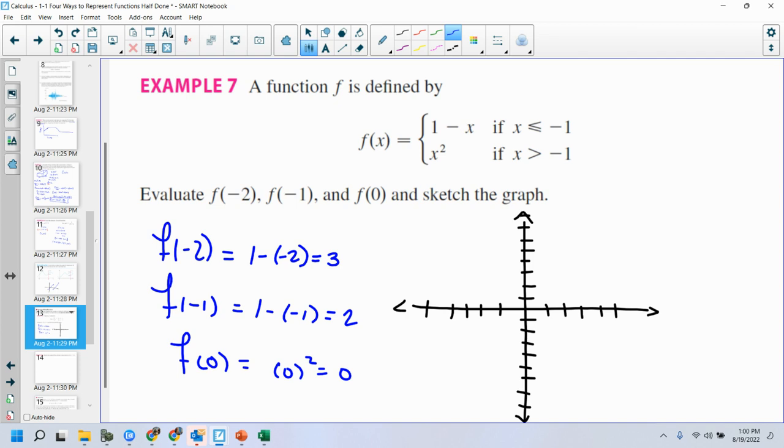Negative 2, comma 3. Negative 2, comma 1, 2, 3. Negative 1, comma 2.